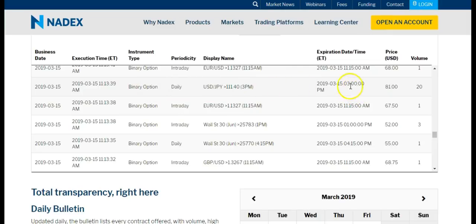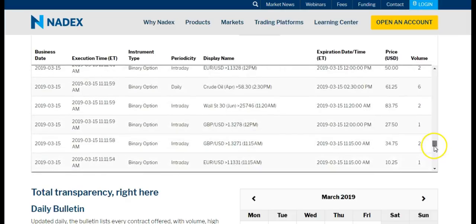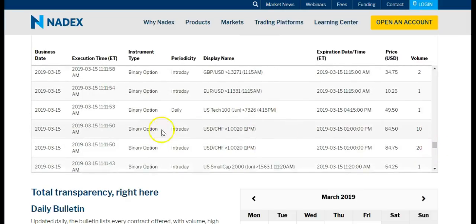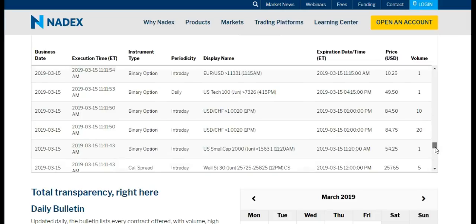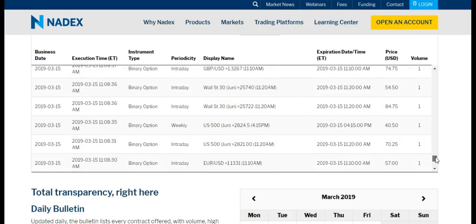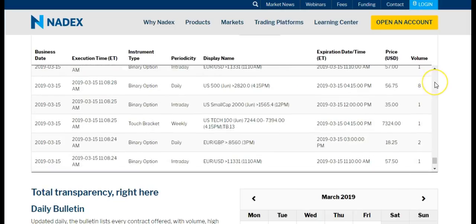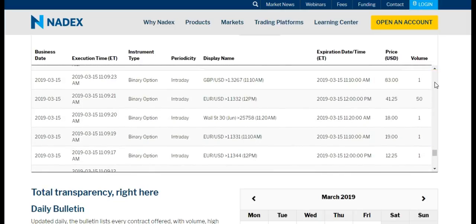$81 for that, 3 p.m. exit. Here's a couple of them. 10 and 20 for a 120 on the dollar Swiss, 1 p.m. And there's an 11 there. So we're going to look at these real quick. Oh, excuse me. Here's a $50, 50 contract one. I didn't see this one. We'll look at this one first.